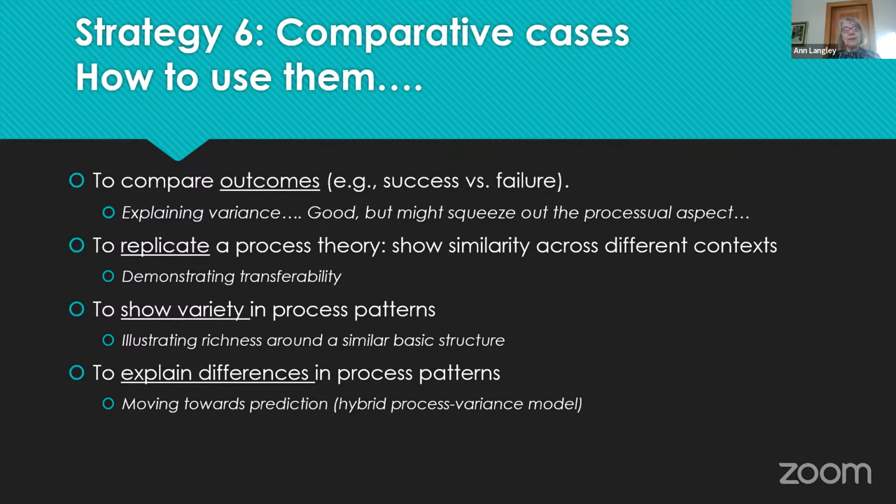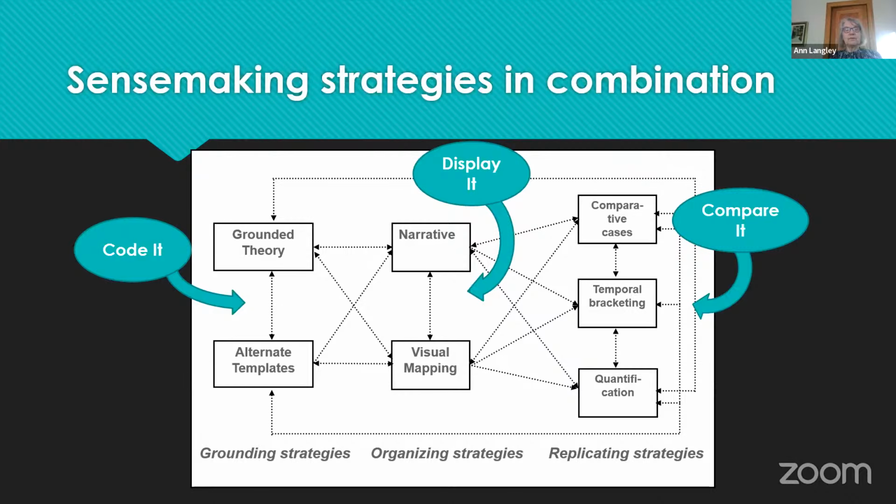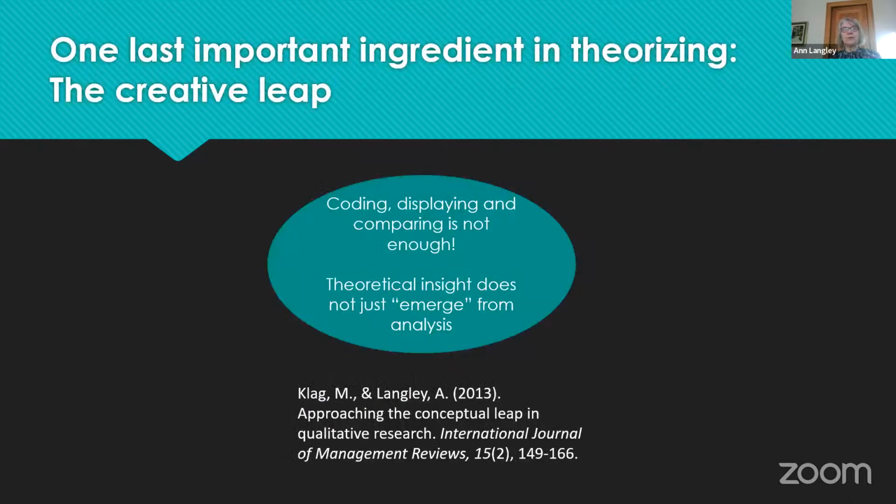And you can combine process and variance also. So there are authors who use multiple cases to show different processes, but then they compare the processes and show that some tend to lead to positive outcomes and others tend to lead to negative ones. So they're combining process with variance. So I'm looking at the time here, and I'm going to just skip things and move on to my last point, which I think is important.